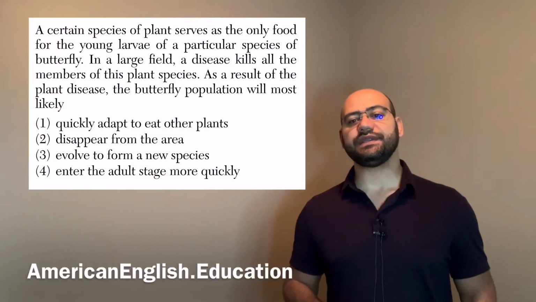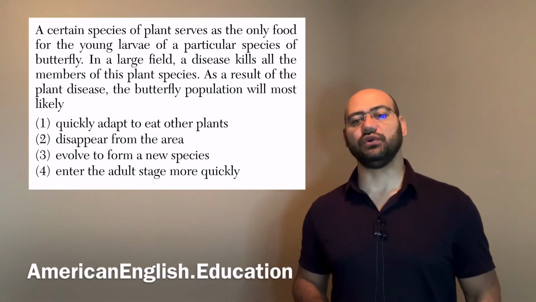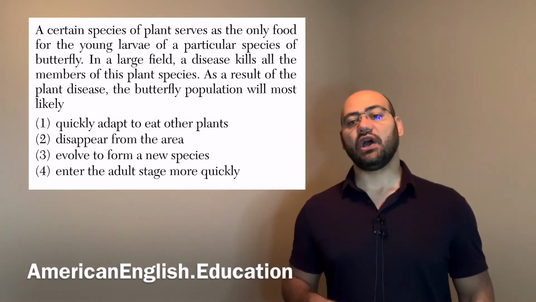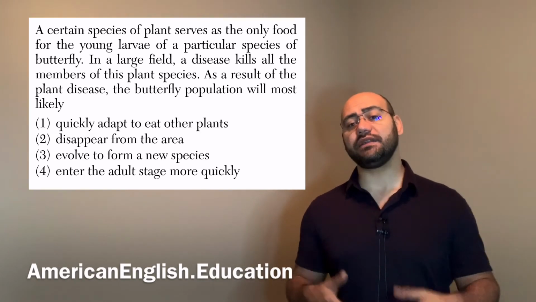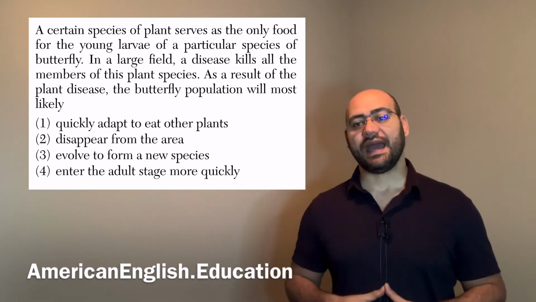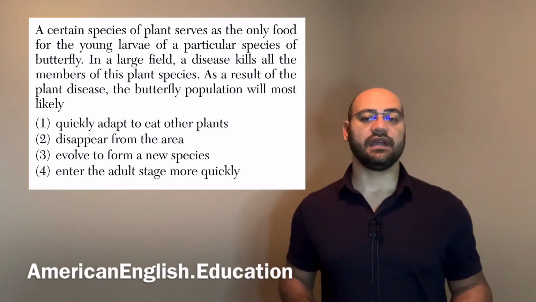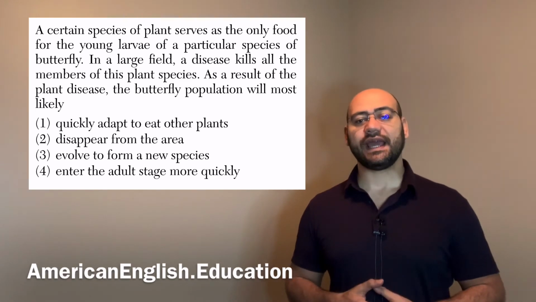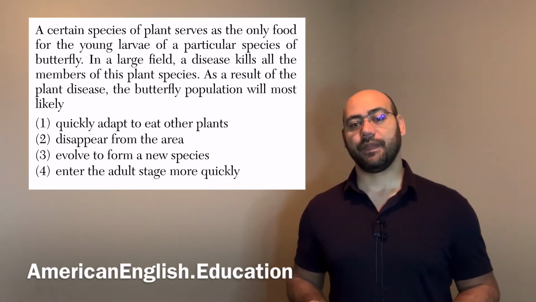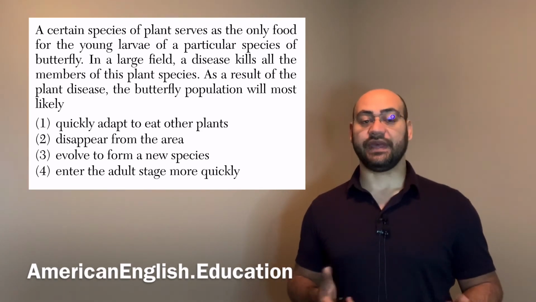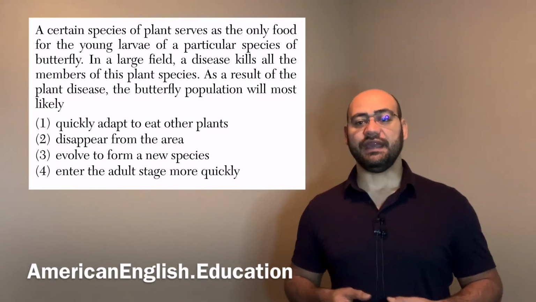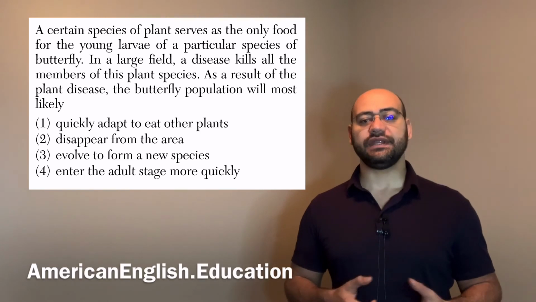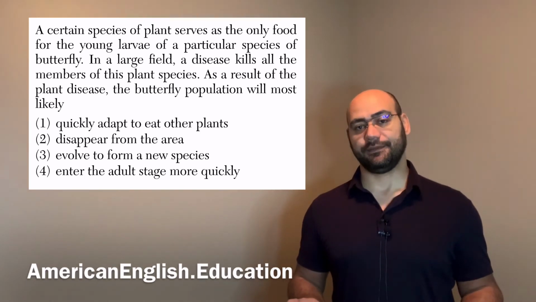A certain species of plant serves as the only food for the young larvae of a particular species of butterfly. In a large field, a disease kills all the members of this plant species. As a result of the plant disease, the butterfly population will most likely 1. Quickly adapt to eat other plants, 2. Disappear from the area, 3. Evolve to form a new species, 4. Enter the adult stage more quickly.